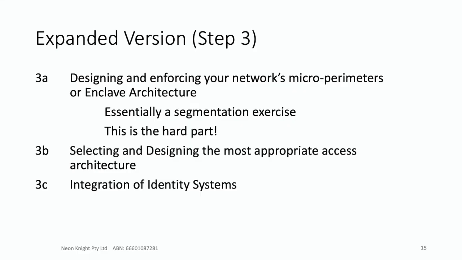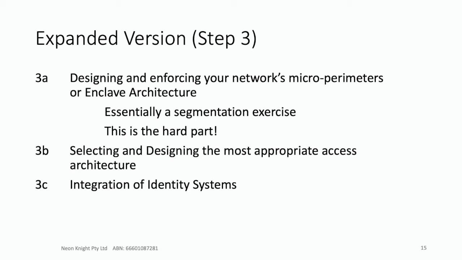Let's move on to the third point now, which I'm going to expand into 3 parts. Step 3A is designing and enforcing your network's microperimeters or enclave architecture. Step 3B is selecting and designing the most appropriate access architecture. And step 3C is the integration of the identity systems.